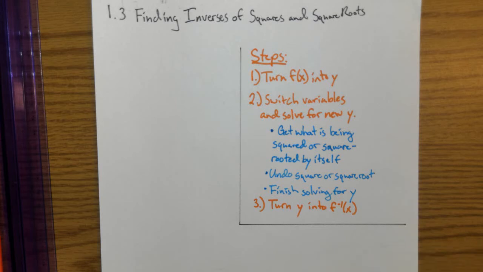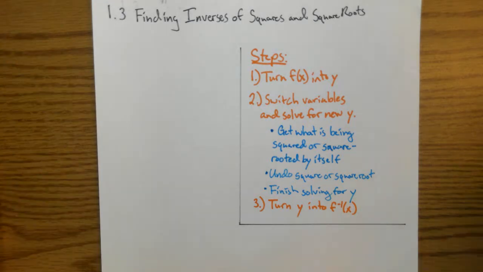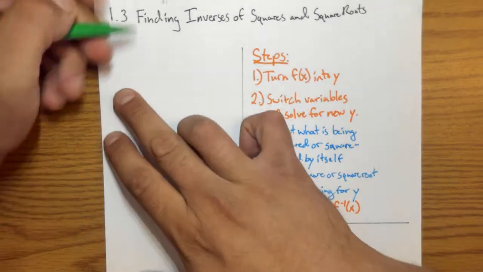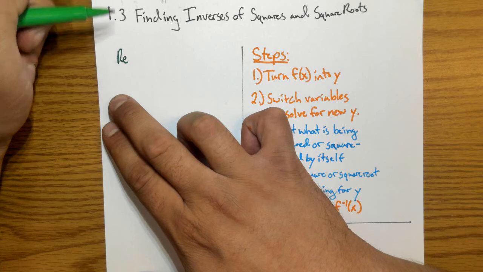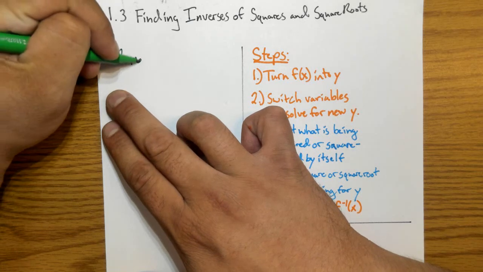I'm pretty sure that this was covered in Algebra 1-2, but just in case we may have forgotten, we need to remember that squares undo square roots and square roots undo squares.